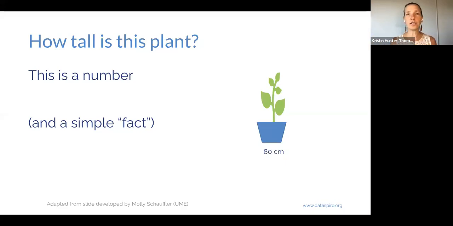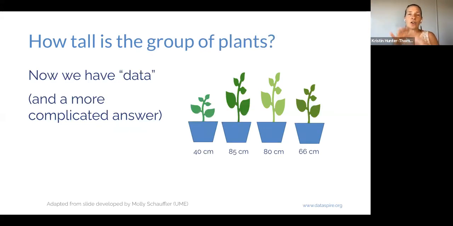So how tall is this plant? If you have a way to measure the plant, you can figure this out. It is a number. This is a simple fact. You're going to measure the plant. Here I'm telling you it's 80 centimeters tall. That is the answer to this question. What is this? This is a number. How tall is this group of plants? Now we have data.